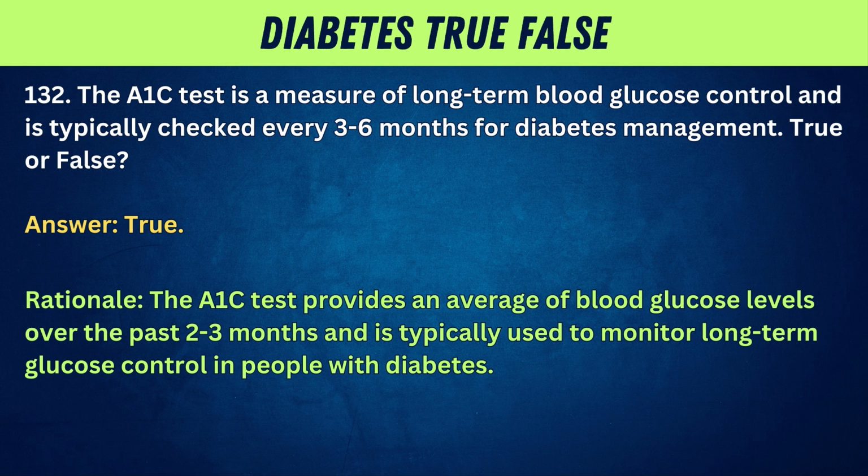months for diabetes management. True or false? Answer: true. Rationale: the A1C test provides an average of blood glucose levels over the past 2 to 3 months and is typically used to monitor long-term glucose control in people with diabetes.